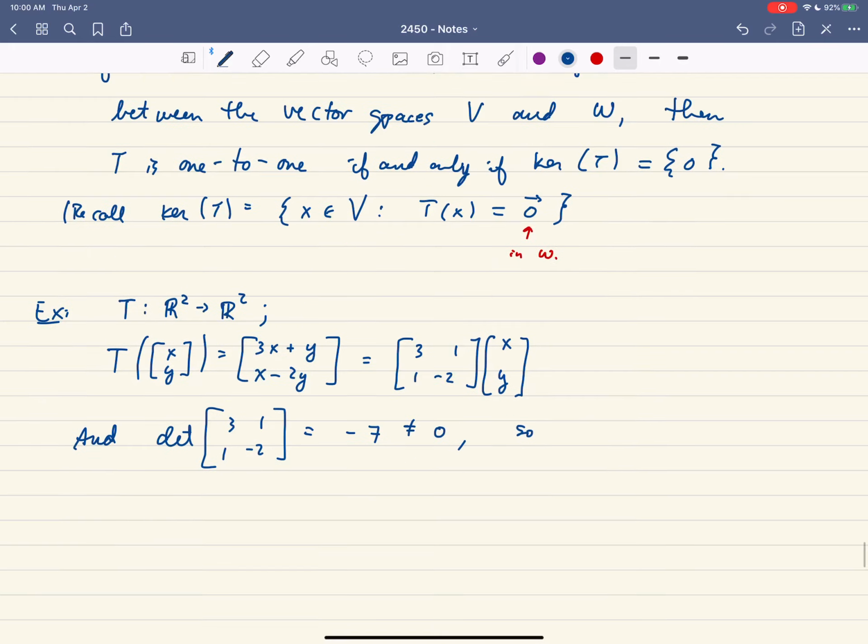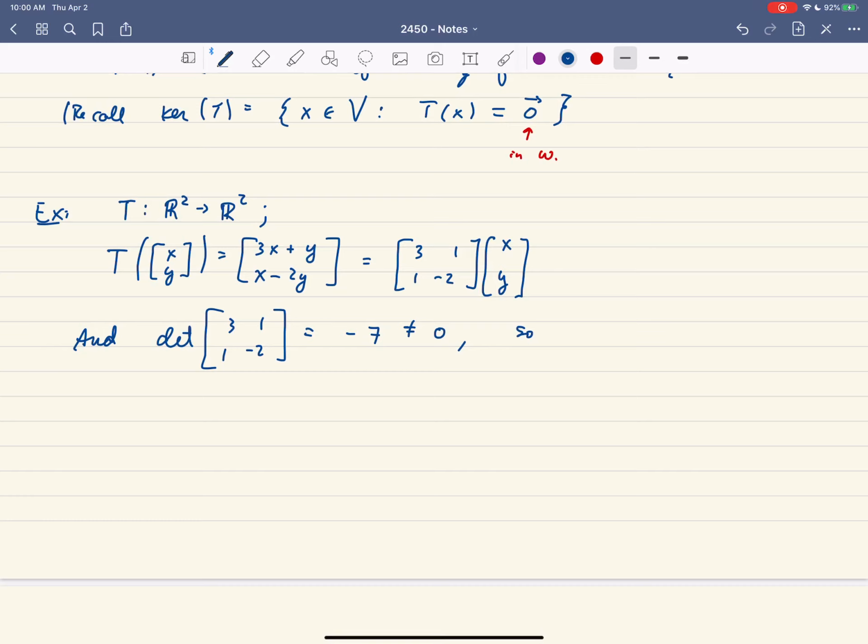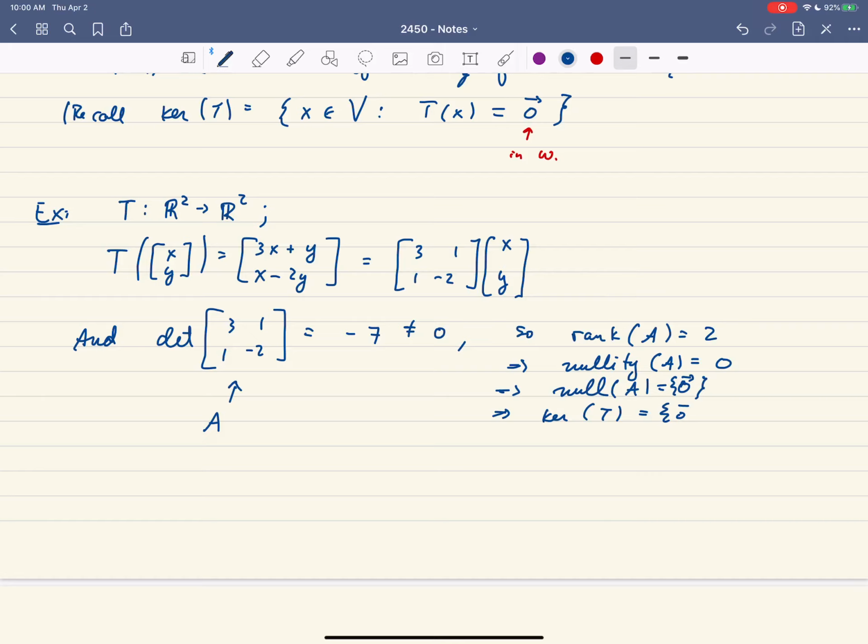So this tells us a few things, and I just want to recall all the equivalencies that we have here. Since the determinant is non-zero, we know that the rank of this matrix, let's call this matrix A just for convenience, is 2, which means that the nullity of A, the dimension of the null space, is 0, which means that the null space of A is just the 0 vector, which means that the kernel of T is also just the 0 vector, right? These are all equivalent definitions. We get all of that just from looking at the determinant.